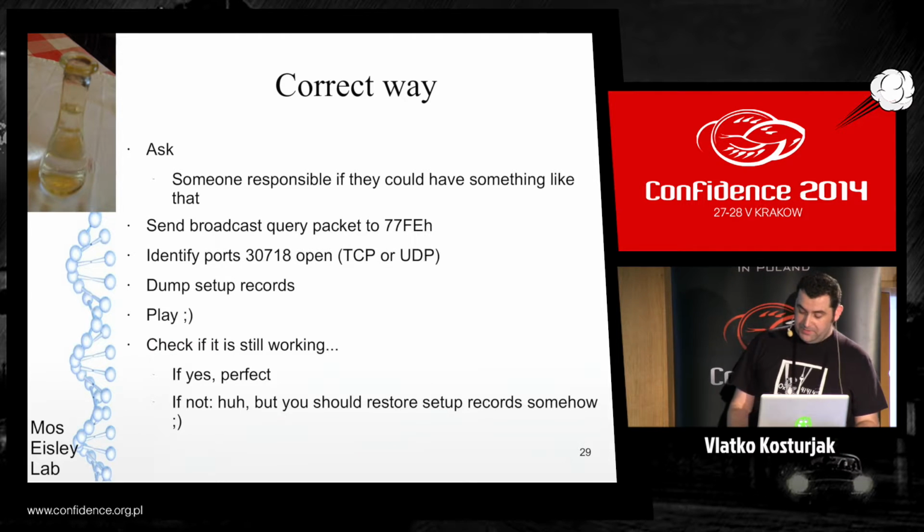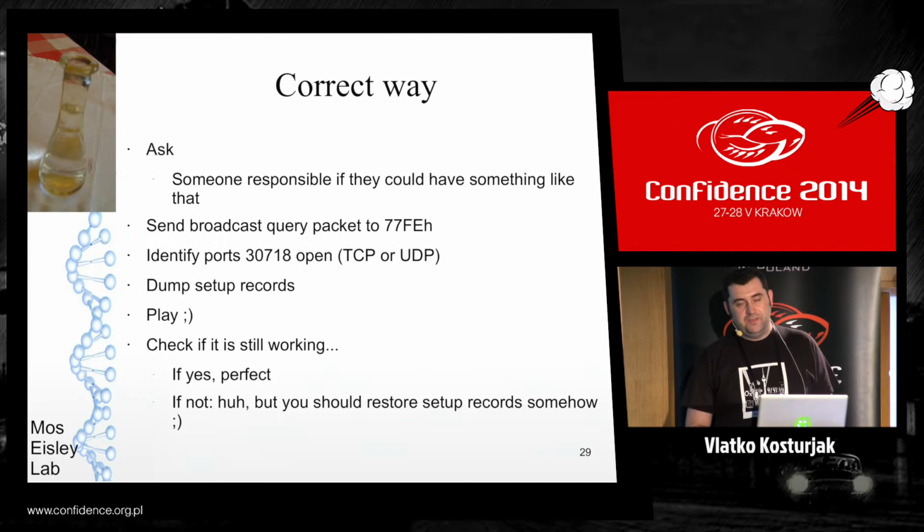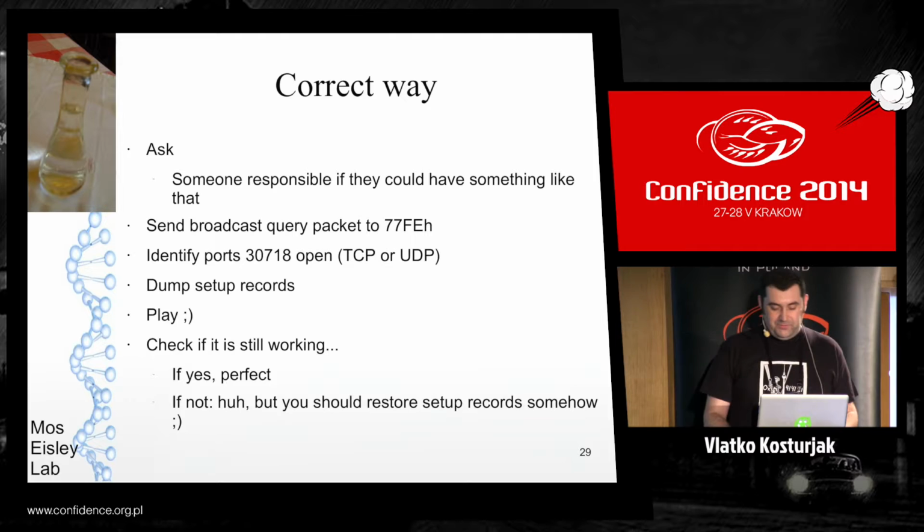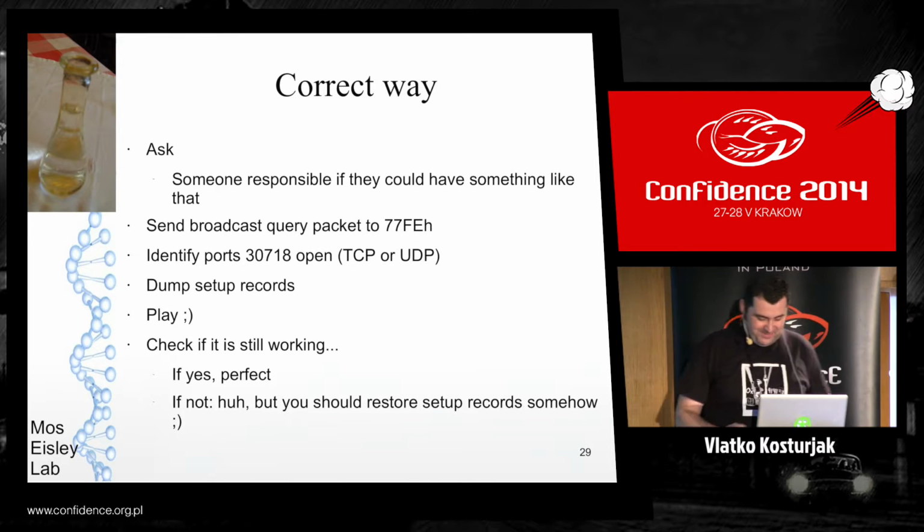And of course, afterwards, it's good to dump setup records, because if something is done before, if you screw something up with some packet, you have to have a way to restore it, right? And then, of course, you can play. Afterwards, you have to check if it's still working. If yes, perfect. If not, well, you should somehow restore the setup record. I didn't implement it yet, but I guess it's quite easy. So I'm accepting pull requests if you mess something up.